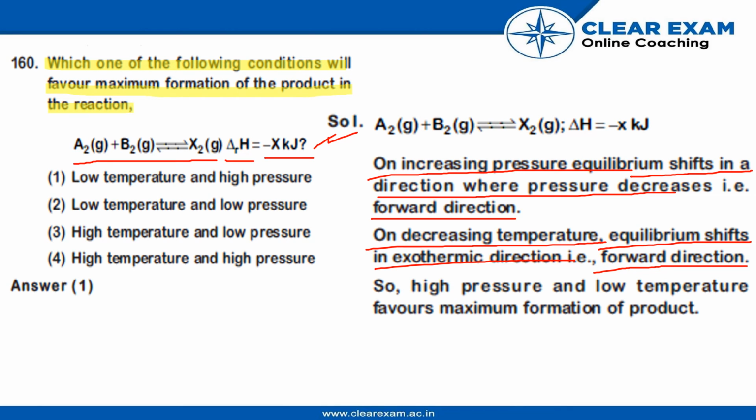So high pressure and low temperature favors maximum formation of the product. So in the given options, in two options we have low temperature, we'll just eliminate the others, and then we have high pressure, so it is the first option.